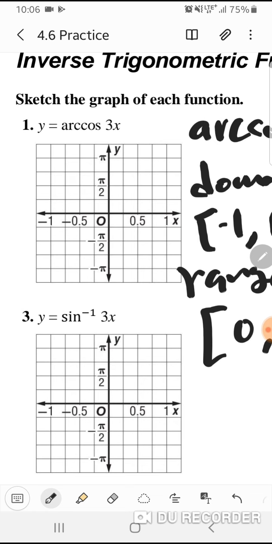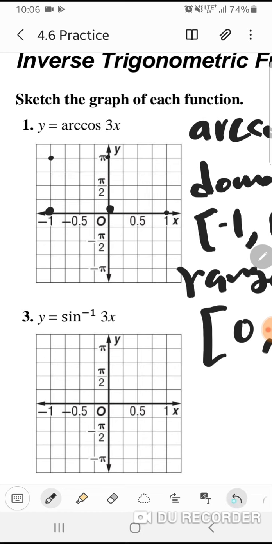So what would have been something like 0 to pi and -1 to 1, it would have been something like that. Okay, it's not the best graphing, but it would have been something like that if it was just an x.